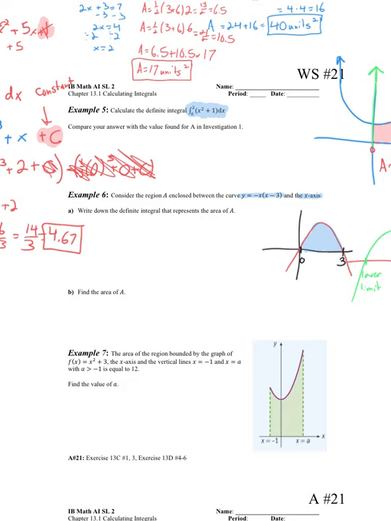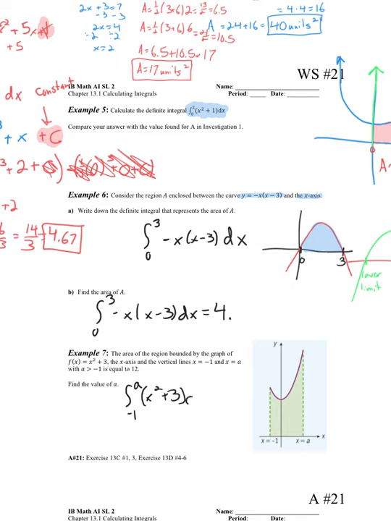We can set up the integral and say the integral is going from -1 to a, and the equation is x squared plus 3 dx, and that equals the total area of 12. That's what's happening in example 7 here. And we need to find the value of a.